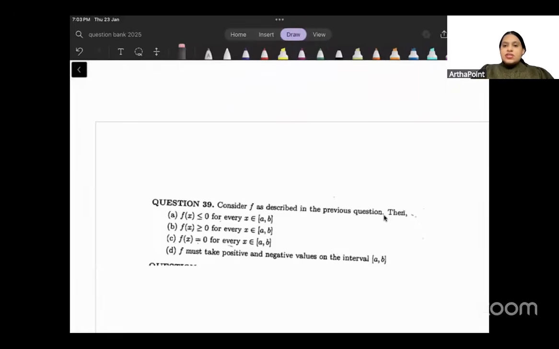Consider a function as described in the previous question. So question is using the same function. I hope you have written that function down. Then, which of the following condition is true? You need to tell which condition is true. Very simple.